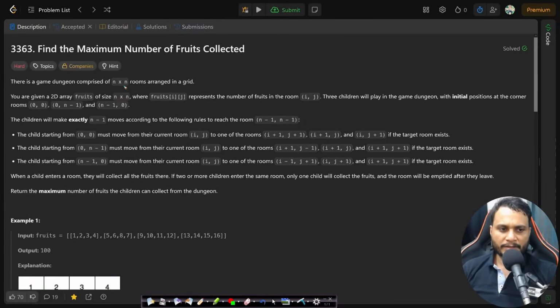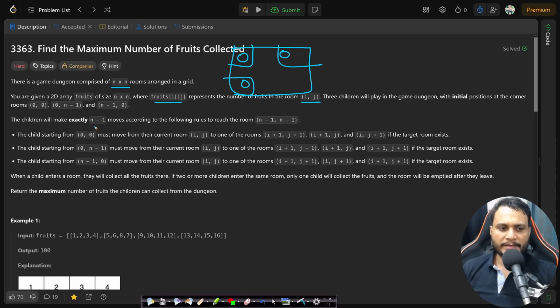There is a game dungeon comprised of n by n rooms arranged in a grid. You are given a 2D array fruits of size n by n, where fruits[i][j] represents the number of fruits in the room i, j. 3 children will play in the game dungeon with initial positions at the corner rooms 0, 0, 0, n minus 1 and n minus 1, 0. So these are the 3 corners in a given matrix. Okay, the top left, the top right and the bottom left corner.